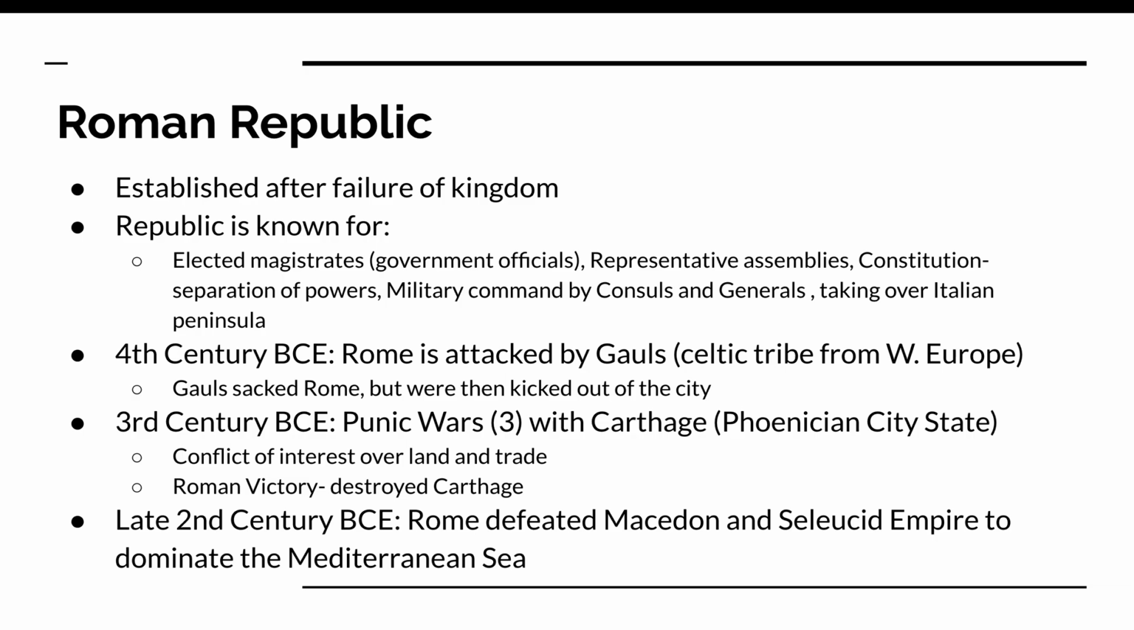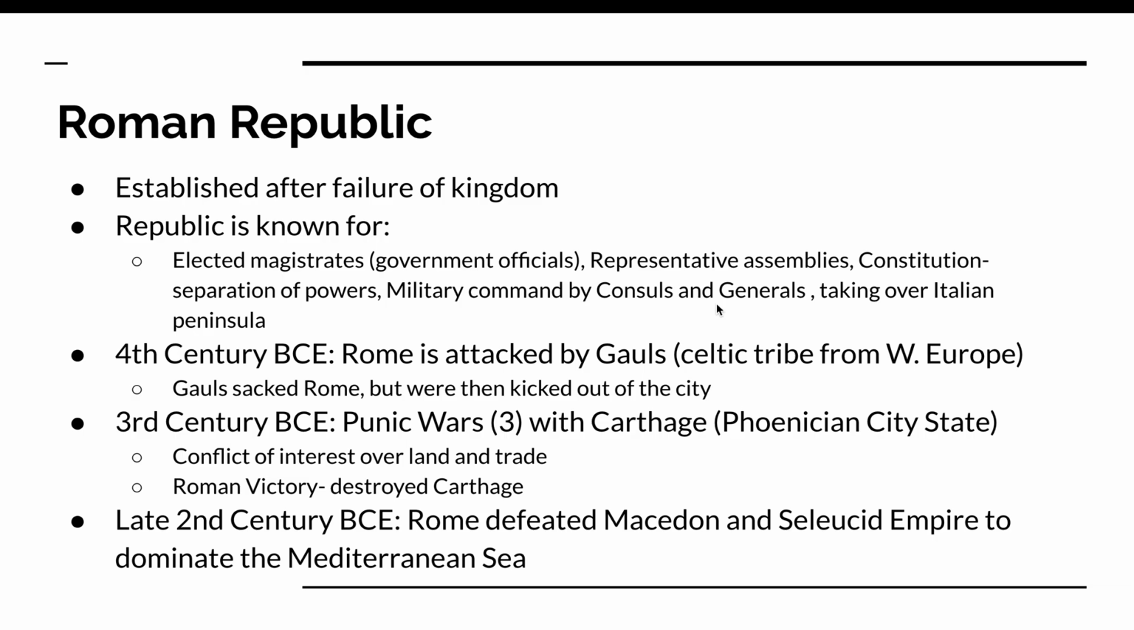Then we have the Roman Republic. Now, this is a step in a more democratic government. Democracy is founded by the Greeks, and the Romans start to use it a little bit. And the Republic basically takes power away from the king and gives it to people, specifically, wealthy government officials, but nonetheless people. We see the election of magistrates, which are basically like mayors or senators or congressmen. We see assemblies forming. We see a military command by not just one person, but by consuls and by generals.